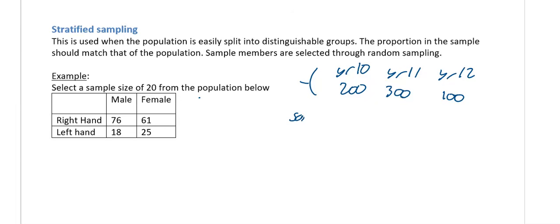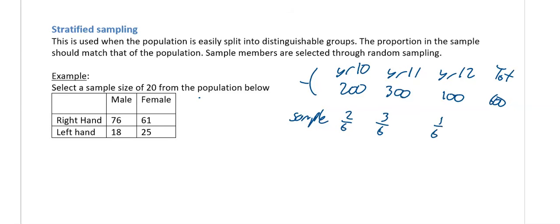If you were doing a sample, then the fraction of the people in the sample has to be in proportion to that of the actual totals of the population. So the total population we would have here, 200 plus 300 is 500 plus 100 is going to be 600. So this would be 200 out of 600, so 2/6, 300 out of 600, so 3/6, and this would be 1/6.